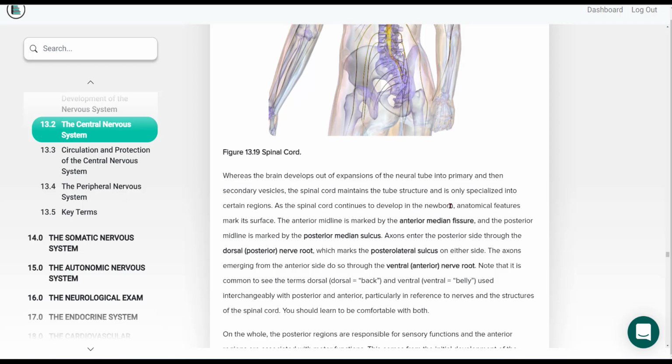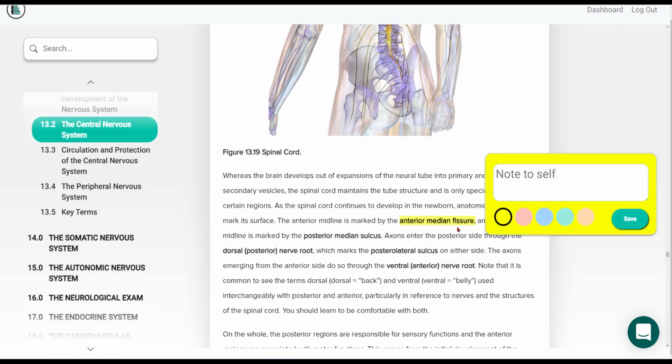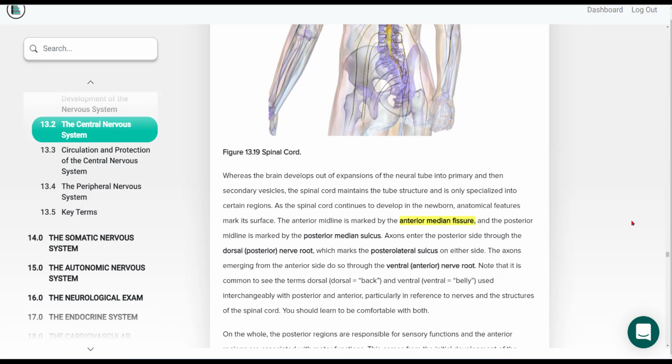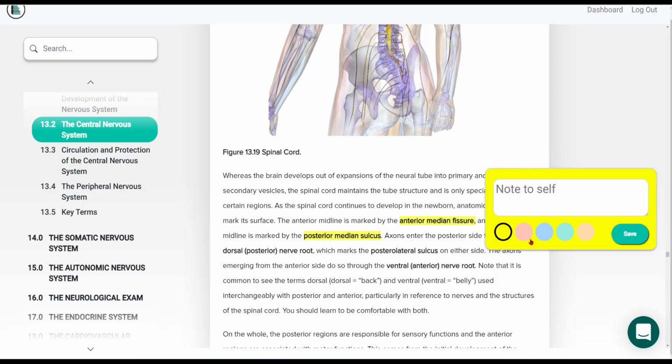So let's look at these words, and then we'll look at an image where these are labeled. There is a line on the front side, or the anterior side, of the spinal cord, easy, called the anterior median fissure. What does that tell us? Right? That it's in the front, anterior, it's down the middle, median, and it's a groove, a fissure. Don't make this hard. On the back side, there's a posterior median sulcus.